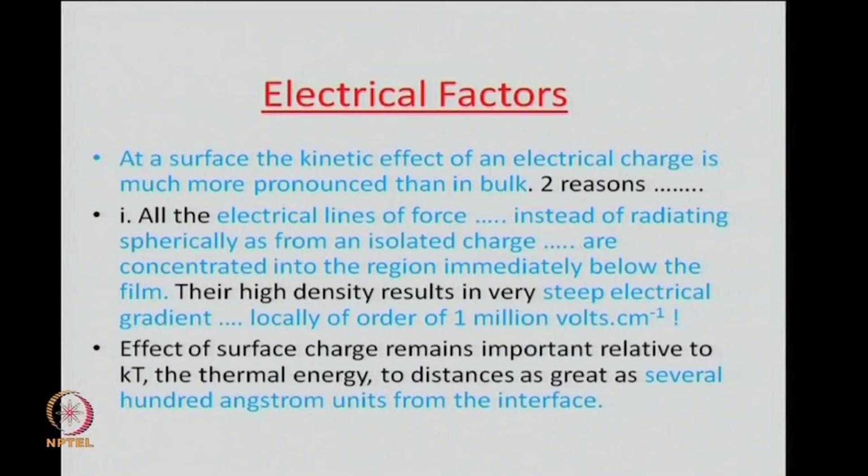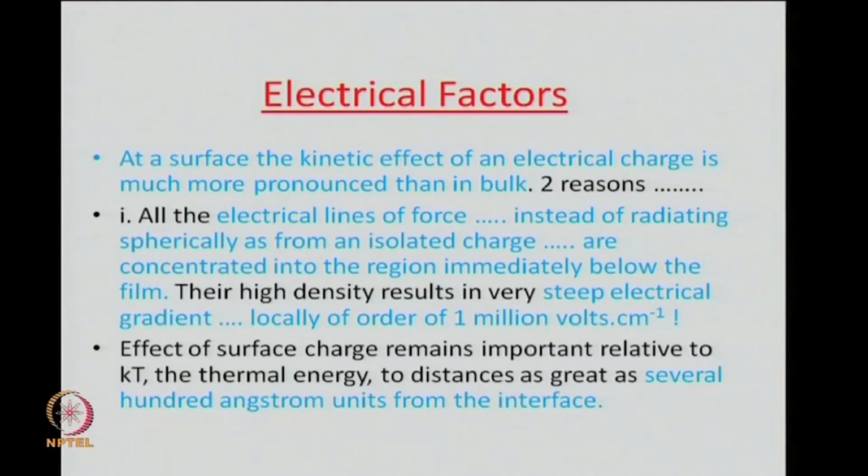Now, let us look into the electrical factors a bit ahead of time. At a surface, the kinetic effect of electrical charge is much more pronounced than in bulk. And what are the reasons? First, all the electrical lines of force, instead of radiating in spherical symmetry as from an isolated charge, are now concentrated in the region close to the surface, just below the film.